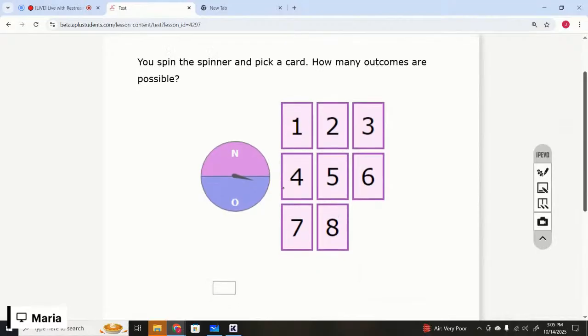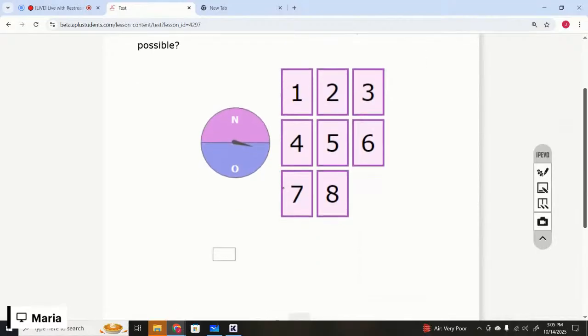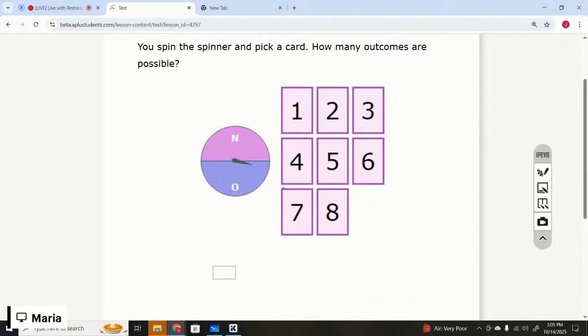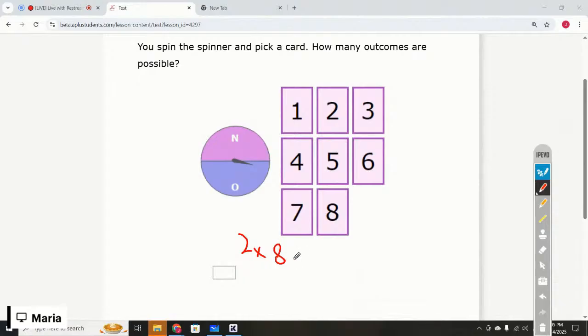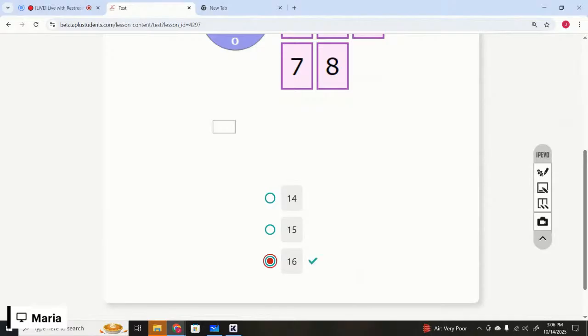You spin the spinner and pick a card. How many outcomes are possible? We have only two outcomes for the spinner and 8 outcomes for the card. So the total outcomes are 8 times 2 is 16. So the correct option is 8 times 2 equals 16. Option number 3 is the correct option.